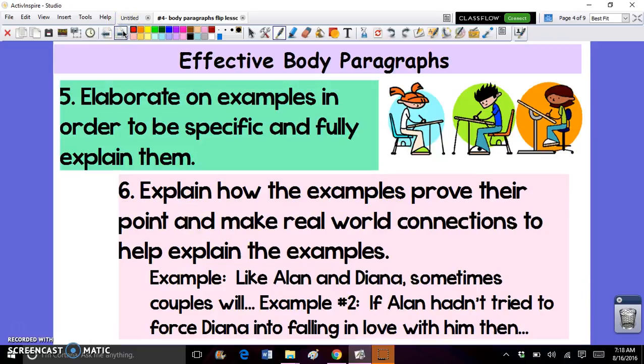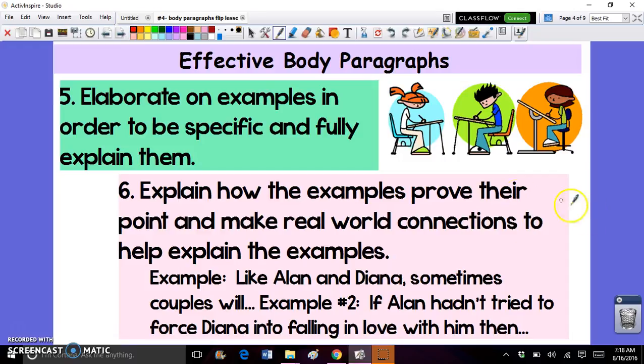Body paragraphs also need to elaborate on the examples so that they can be specific and fully explain them. Now you have to also remember that a lot of times the reader of your essay might not have read the original text. You can't just lift a line out of the text without any kind of context and expect them to know what's going on. You also can't necessarily assume that the text evidence you're including is automatically, without any explanation, going to clearly prove your thesis. Sometimes you need that elaboration to make clear how that text evidence is connecting to your argument.